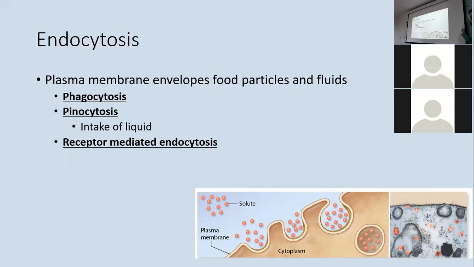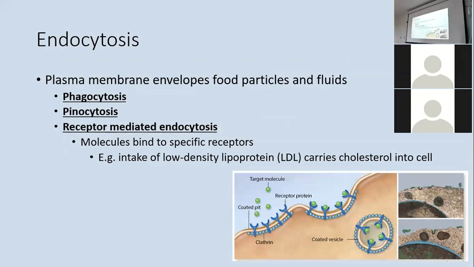And then occasionally, option three, a cell needs to be a bit picky about what it's bringing in. If we want to do some specific endocytosis, we can do receptor-mediated endocytosis, which just means we have a receptor that's guiding the endocytosis. So we've got these receptors, little proteins ready to bind to things we need to pull into the cell, maybe a big macromolecule of some sort. The example here is low density lipoprotein, which is what we use to pull cholesterol into the cell.